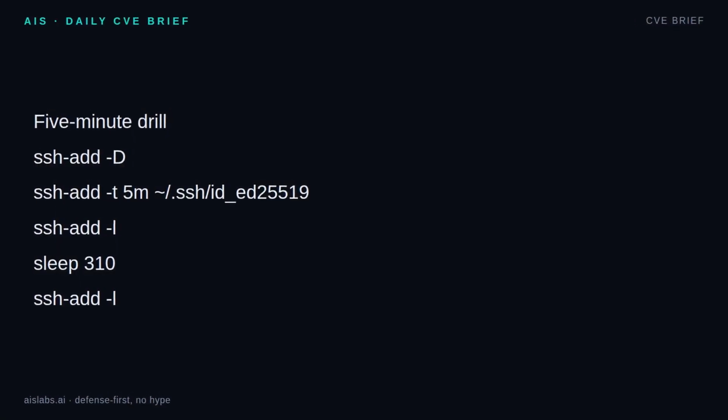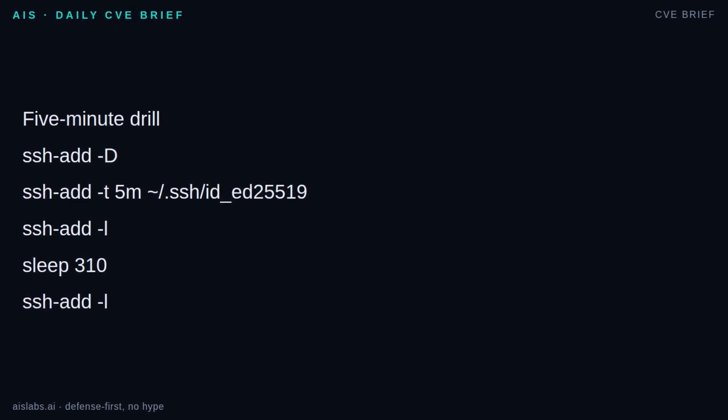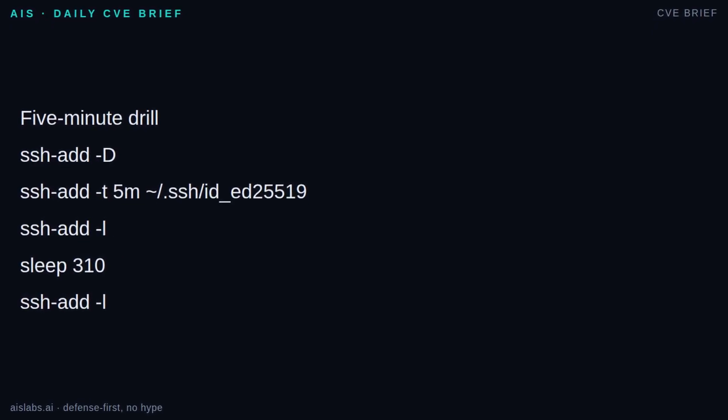Try this on your own workstation or lab VM. Use your real test key path if it is not id_ed25519. First, clear currently loaded identities so the result is obvious. Add the key with a 5-minute lifetime, list loaded identities, and confirm the fingerprint appears. Then wait 310 seconds with sleep, and list again. The key should be gone, or at least that identity should no longer be available from the agent.